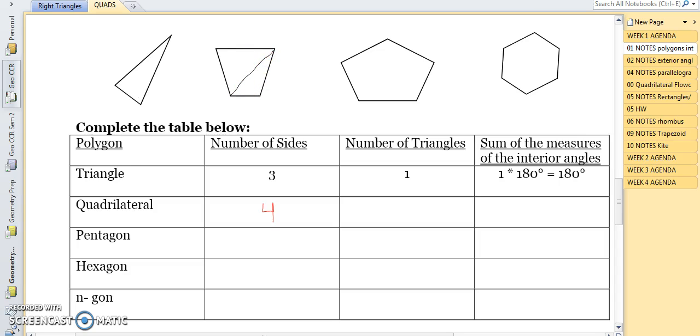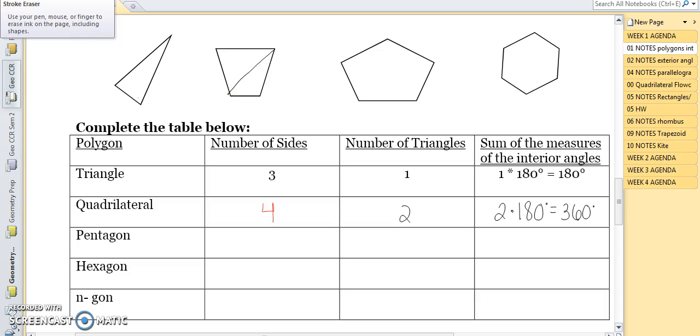Okay, cool. What does that mean? What it means is we will have 2 times 180 degrees of that measure. So of all of the interior angles within this quadrilateral, we will have a measure of 360 degrees. That will help us out later when we're solving for measures within the quadrilateral.